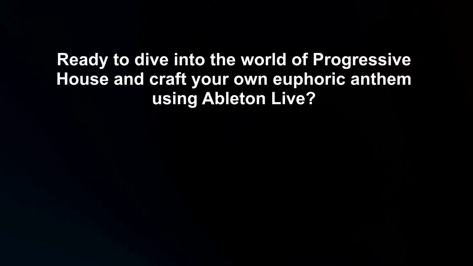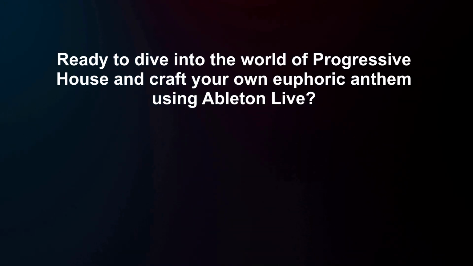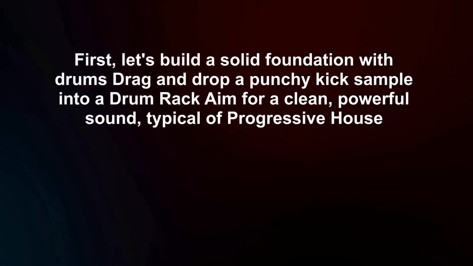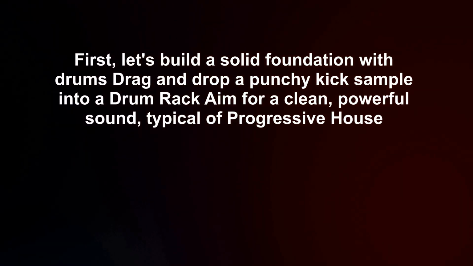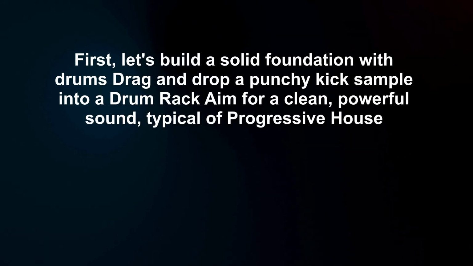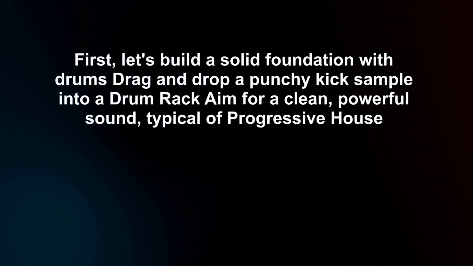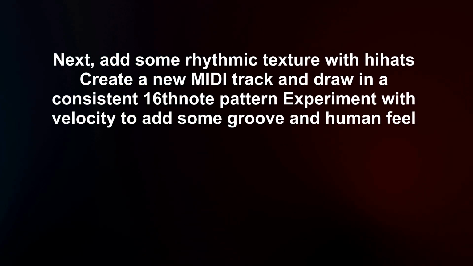Ready to dive into the world of progressive house and craft your own euphoric anthem using Ableton Live? First, let's build a solid foundation with drums. Drag and drop a punchy kick sample into a drum rack, aimed for a clean, powerful sound typical of progressive house. Next, add some rhythmic texture with hi-hats.